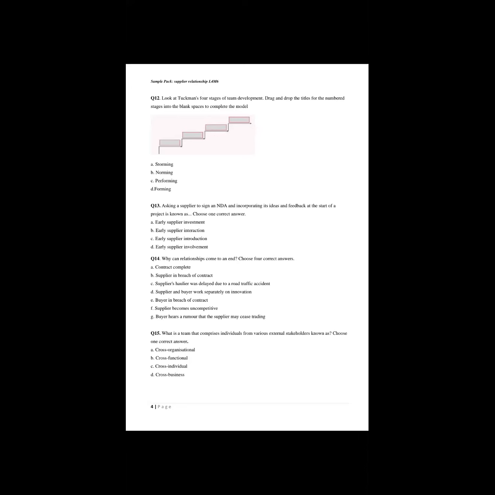All right, so we are choosing 4 answers. The contract complete, yes. If the contract is complete, the relationship can come to an end. Breach of contract, yes. Supplier in breach of contract and buyer in breach of contract.